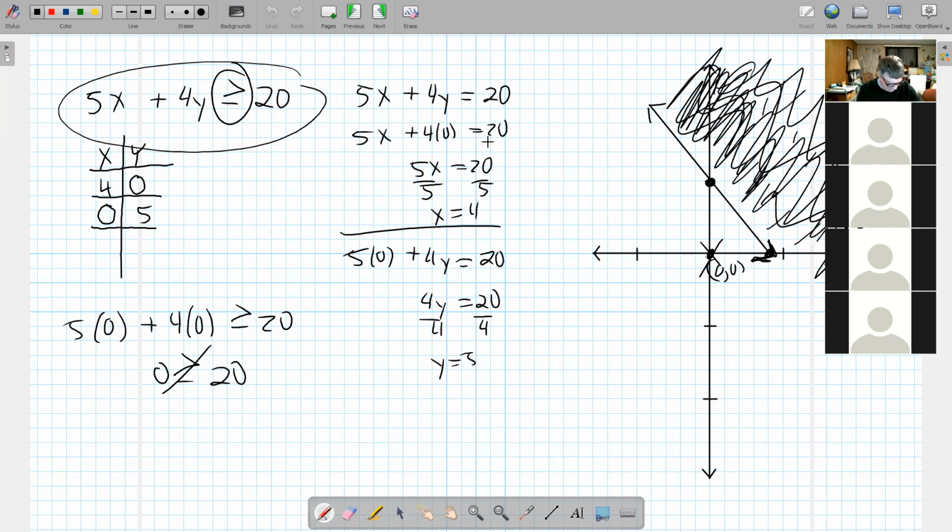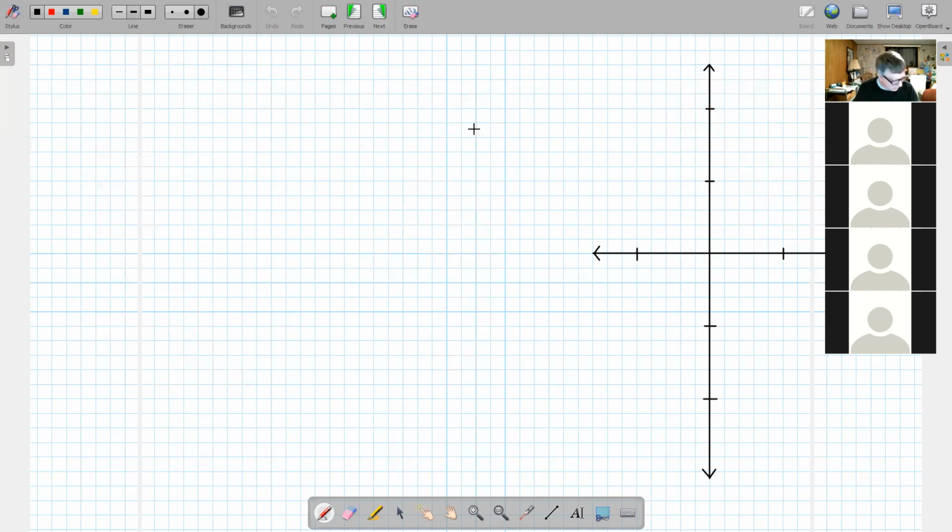Okay, let's see here. I want to look at a few more of these, and then I want to go and look at WebAssign to make sure you understand how to do things on WebAssign. Okay, let's take a look at this one.